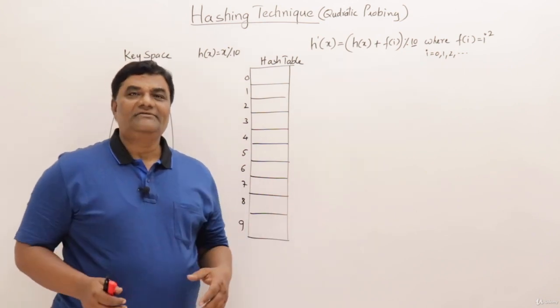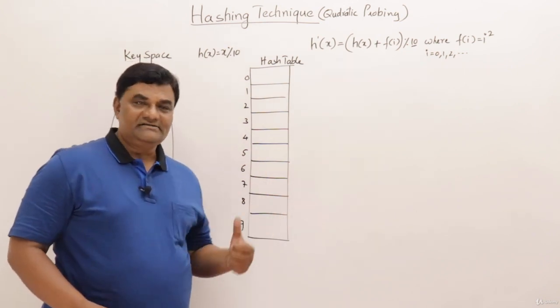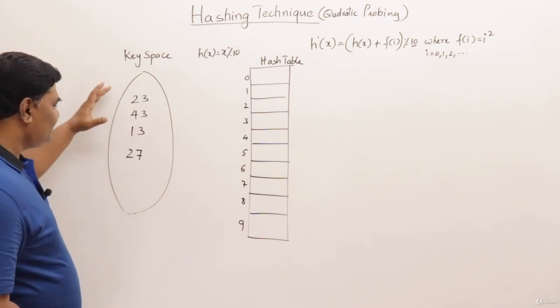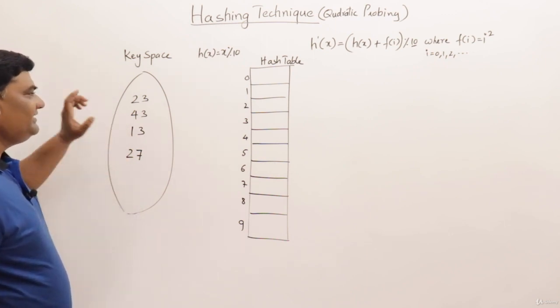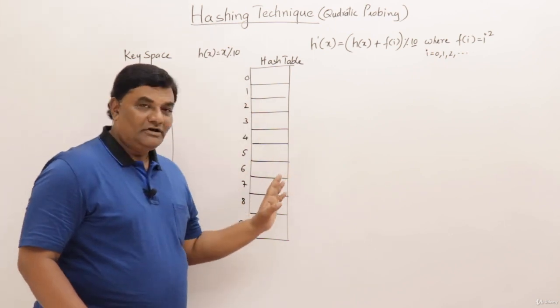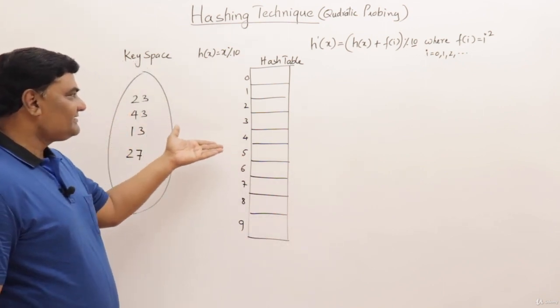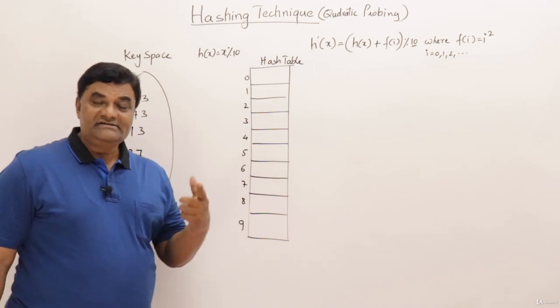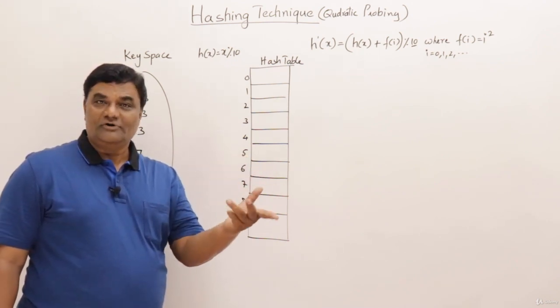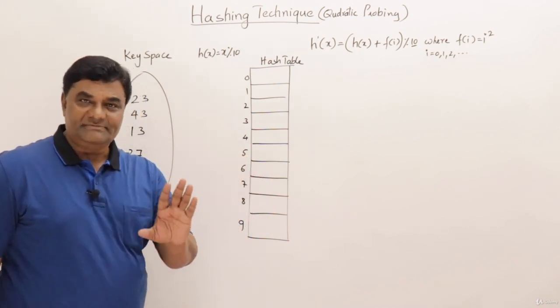For explanation I have taken an example. Let us look at the example. I have keys in a key space. I have just taken 4 keys here and this is a hash table of size 10. I have taken keys that are less than half the size of the hash table, as I already said that the load factor should not be more than 0.5. So I have taken only 4 keys to explain.